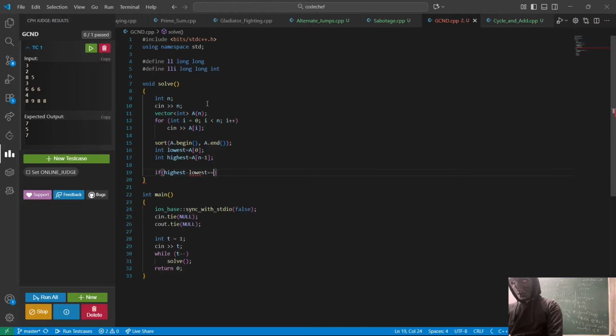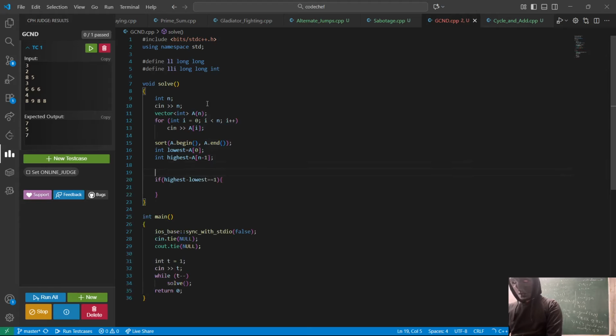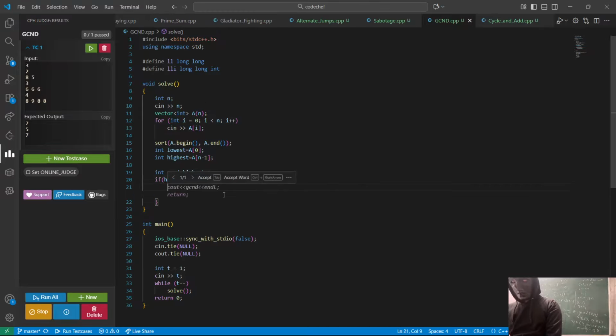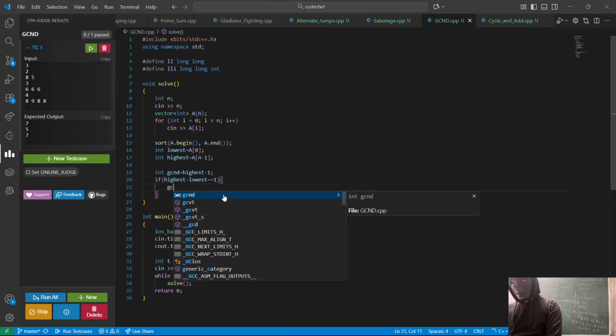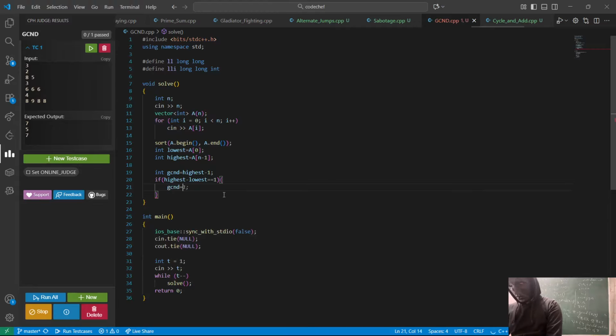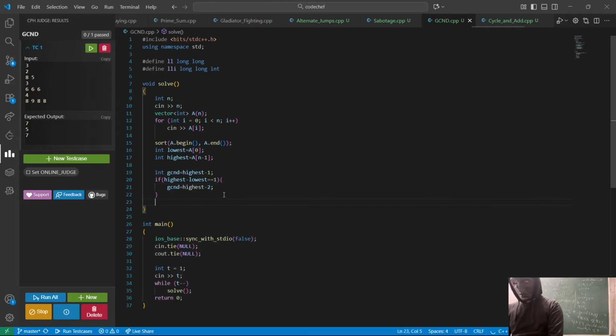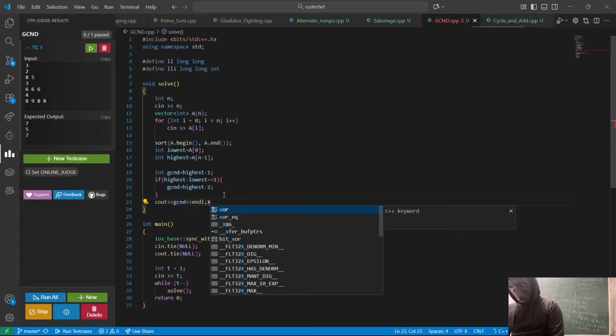If highest minus lowest is equal to 1, then in that case initially your GCD will be highest minus 1, right? If highest minus lowest is 1, then in that case your GCD, as I said, is highest minus 2. Right? So yeah, now we'll have to print the GCD. So this was it about the problem statement.